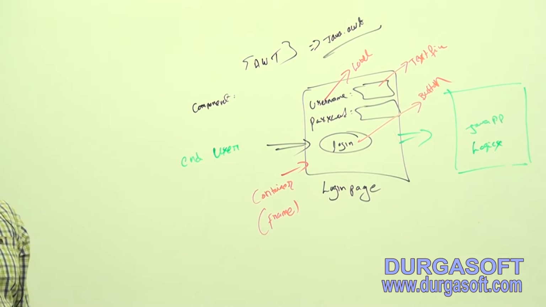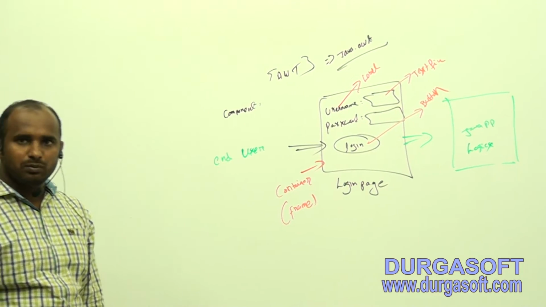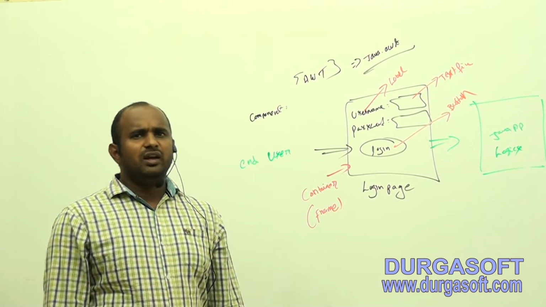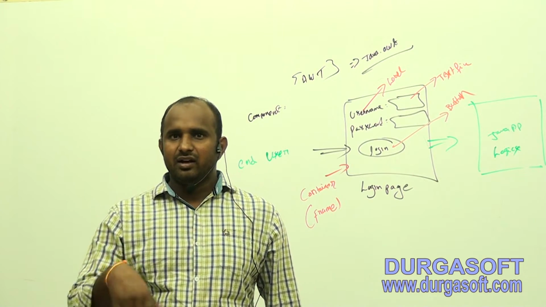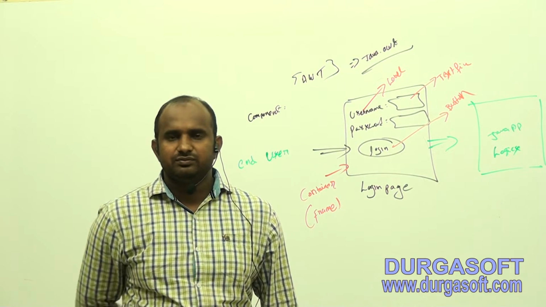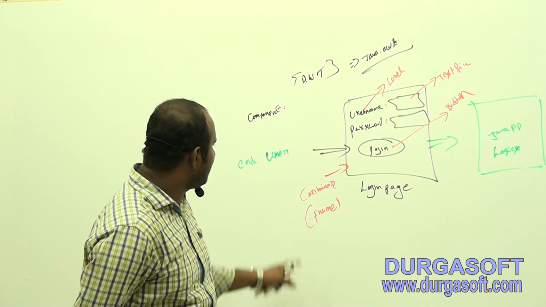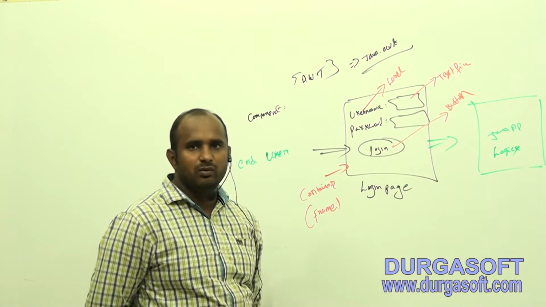Component is individual. Container is what? It contains a group of components. An individual part is called a component. Container means the container contains all the components. It is called a container. The best example of a container is a frame. These are the components.